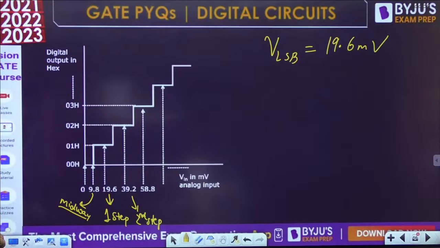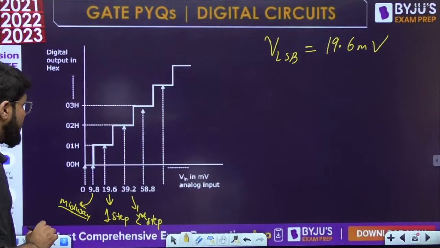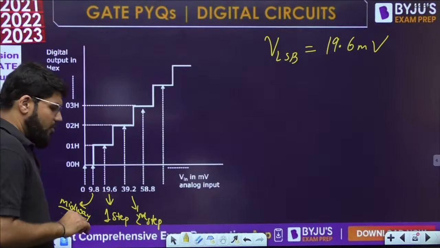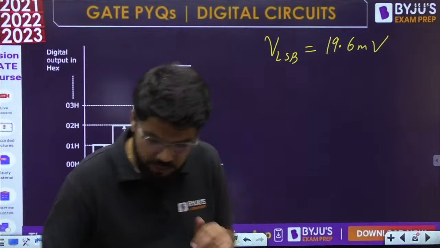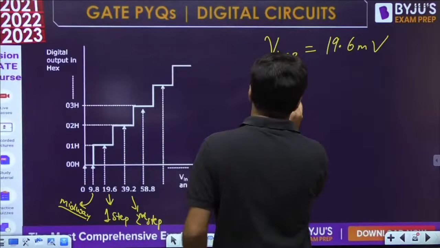Okay, this is the midway. Midway of the step. So at the midway of the step size, I change the value. Now here, how much Vin is given to me?